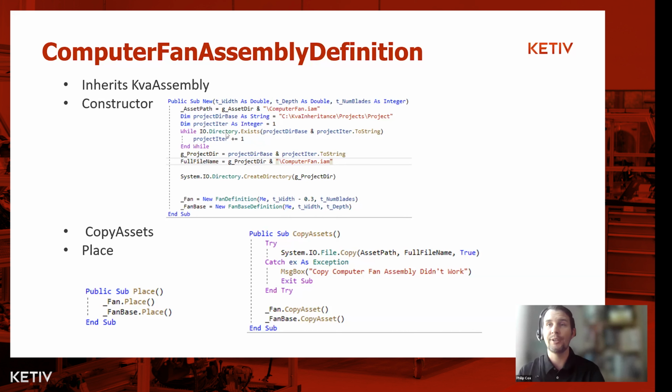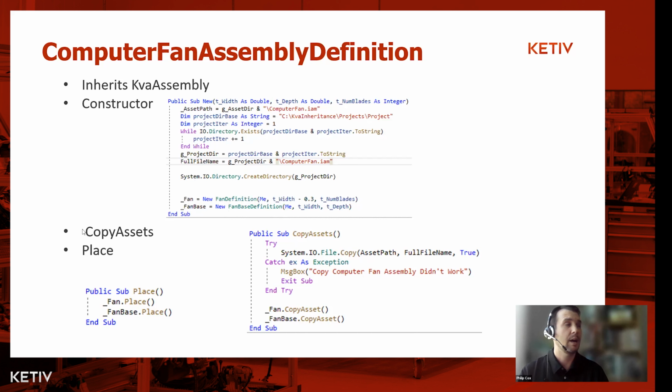So every time you make a new one, it will create a new folder: project 1, project 2, project 3. You can see that in the while loop here with the iter, and it just adds that on. Then it sets up the full file name, once again referring to that KVA model property. It'll create that directory, and then it creates the two new classes of fan and fan base, for the two definitions. We're not going to look into the fan base definition. It's mostly like the fan definition, just with a couple more parameters.